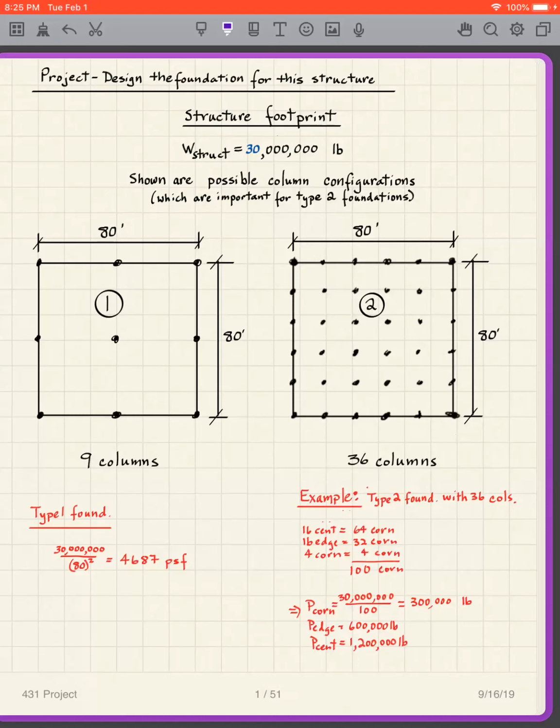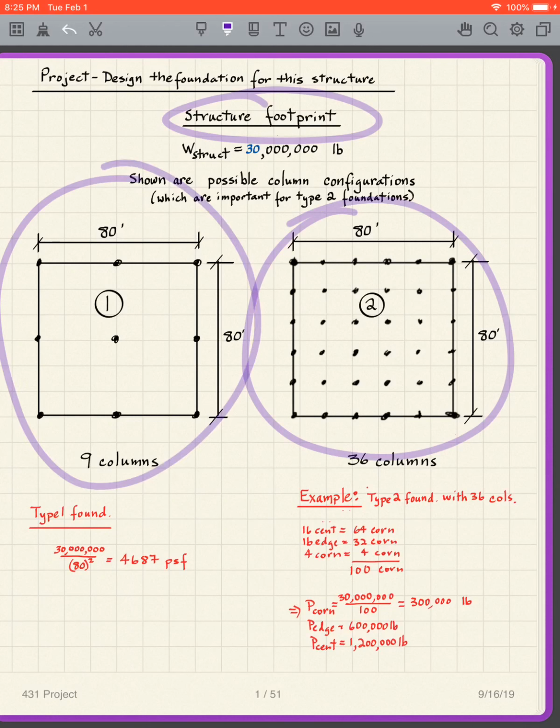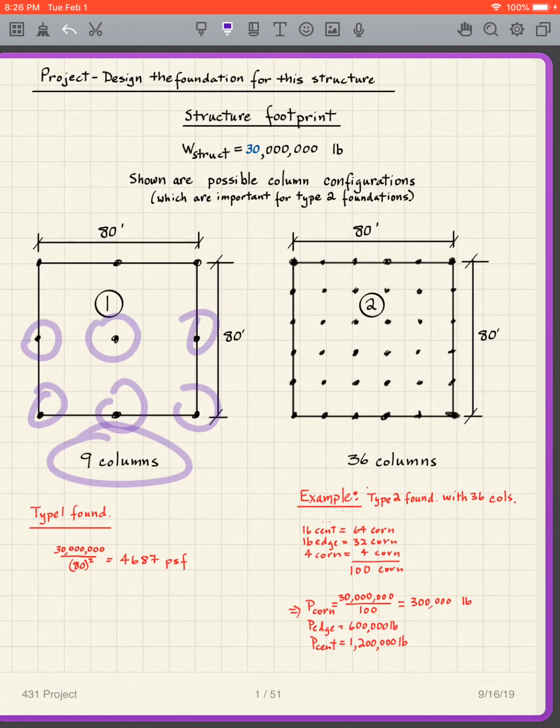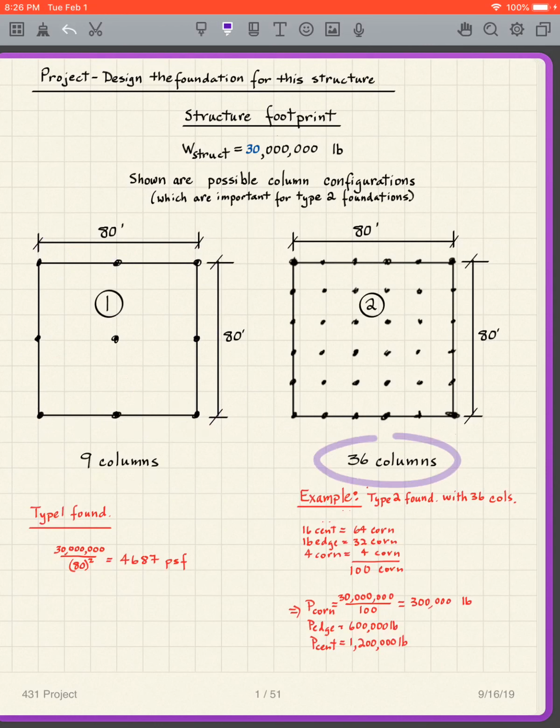This project is to design the foundation for this structure. This is the structure footprint right here, and you can see that we're going to have two options. We're going to have 9 columns. So these are the columns, 9 of them there. Or the same structure, but we might have 36 columns. So part of it is we're going to decide which foundation works better.